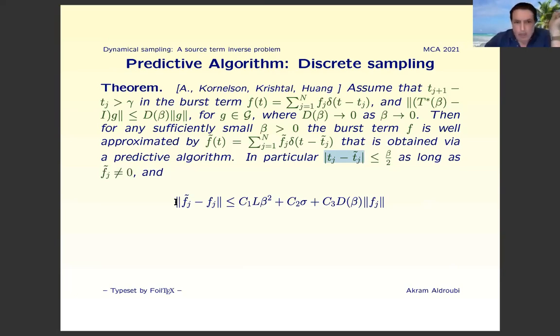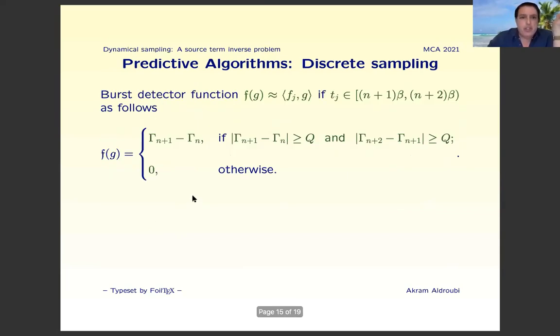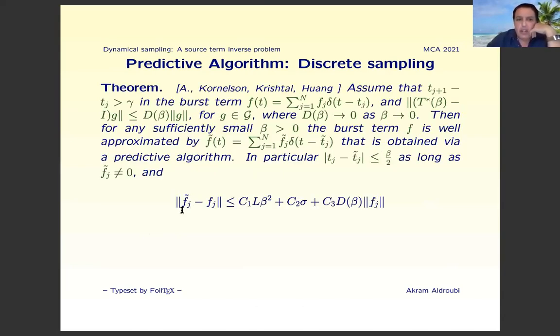And this, if I find the burst, which is basically when this is large, then I know that in that interval I can reconstruct, if you like, using the frame, some approximation of this. And the difference is going to be essentially related to the Lipschitz constant times beta squared, and this is due to noise. So the smaller the noise, the smaller this is going to be. And this constant d beta can go to zero under the right circumstances, for example, if t is uniformly continuous or some other conditions, we know that this constant goes to zero as beta goes to zero, times the value of f of j.